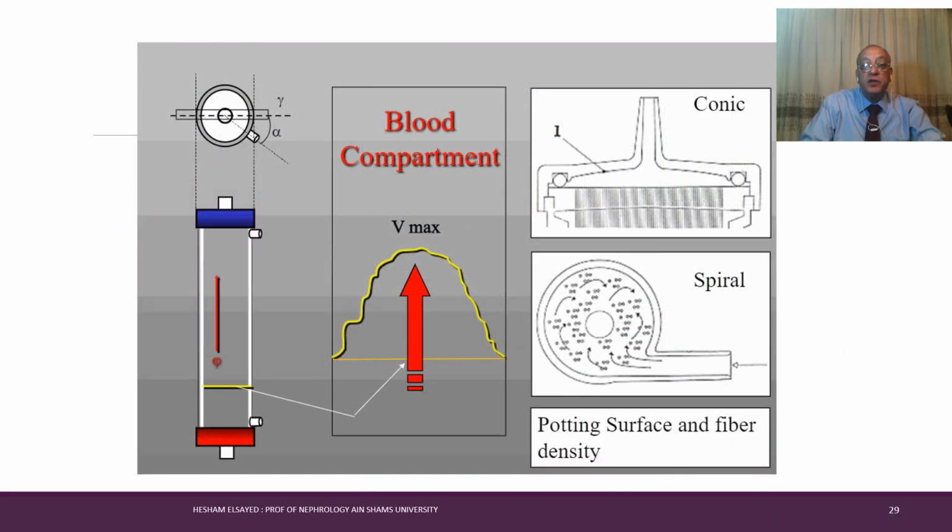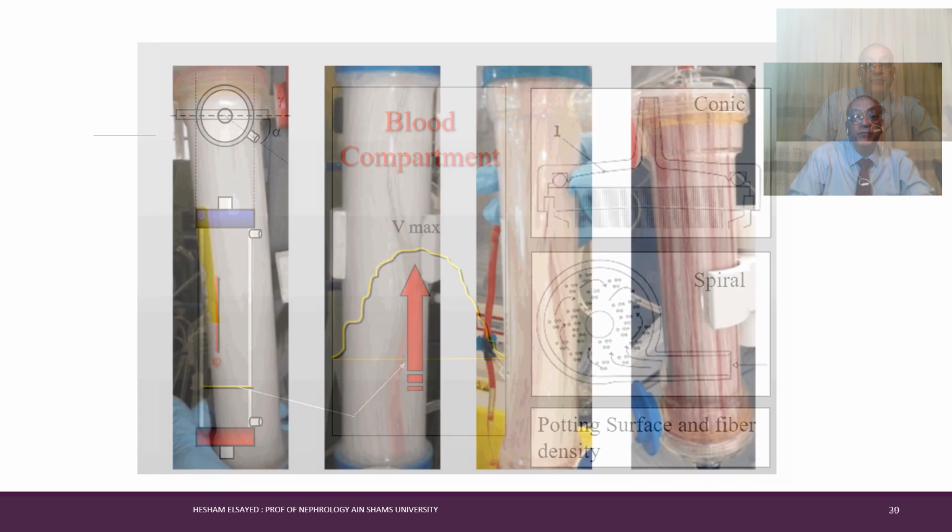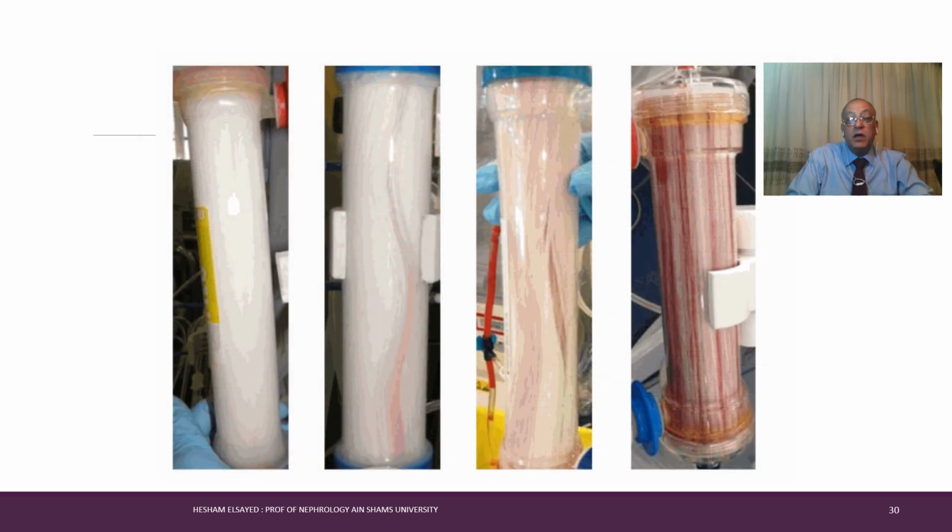The blood compartment with the Vmax, or maximum velocity, could be enhanced by specific design in the caps of the filters, and subsequently you improve the blood flow. These are very common. We can see a lot of blood streaks, usually due to stagnation of the blood in the peripheral part, and you should revisit the blood flow as well as the anticoagulation.